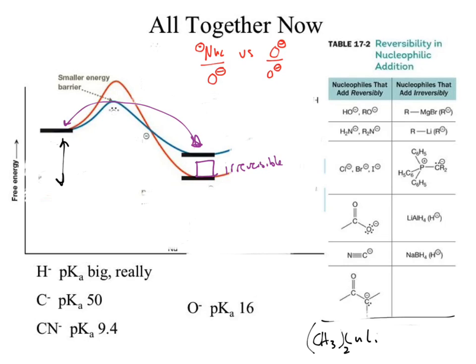I said negatively charged carbons were irreversible if they're stupidly strong nucleophiles. Why is the negative charge on this one, for those watching at home, not stupidly strong? There's resonance stabilization, and I'm really looking at the negative charge on oxygen. Okay, so that one makes sense. How about the next one?